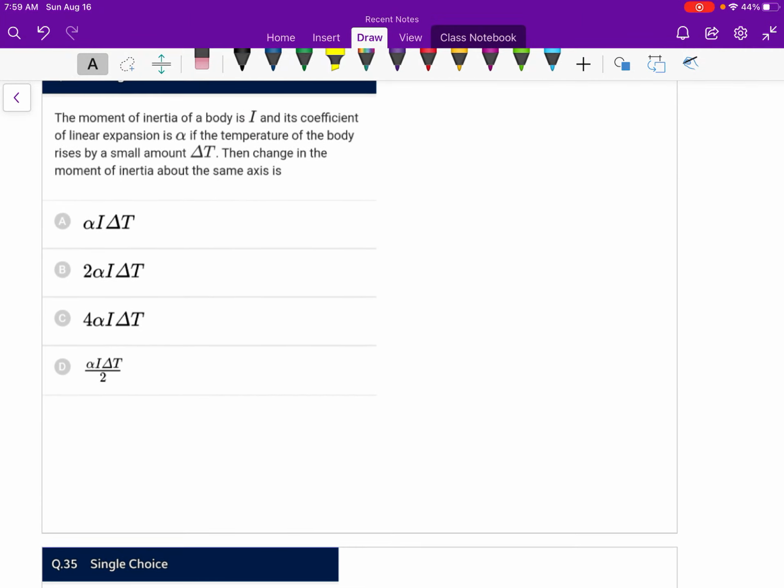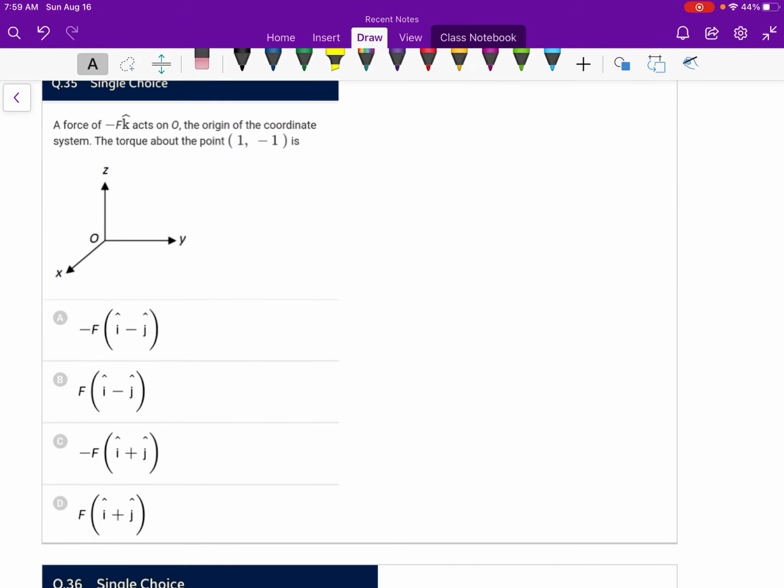The moment of inertia I and its coefficient of linear expansion alpha, the change in moment of inertia about the same axis by a small amount delta t. So temperature is changed by a small amount delta t. So again we'll go by the error method. I is proportional to r square. Mass remains same. So delta I upon I is 2 times delta r by r. So delta I is 2I, delta r by r is alpha delta t. So 2I alpha delta t. So B is the correct option.